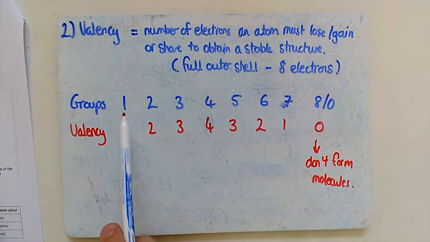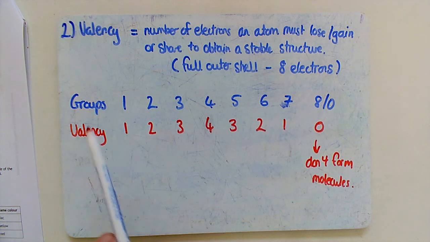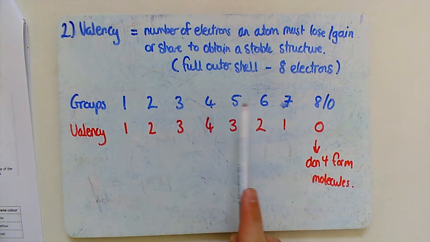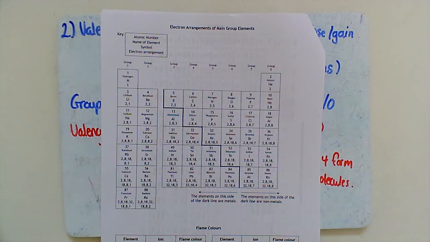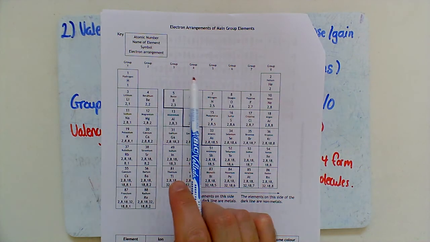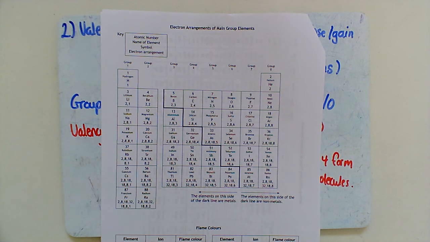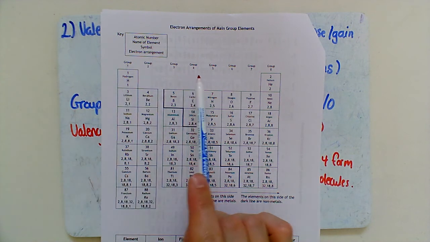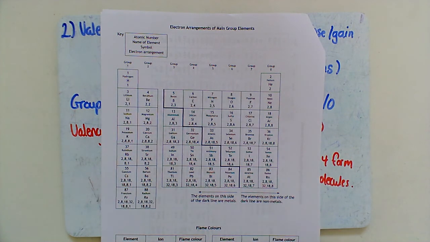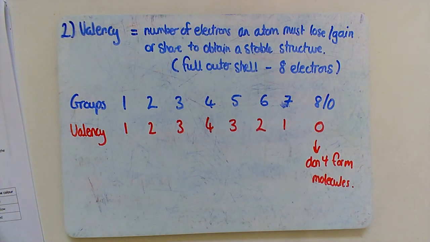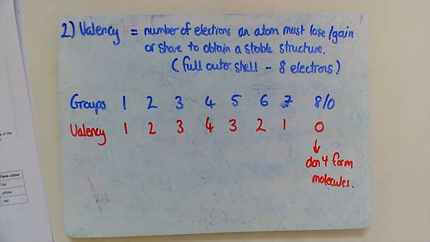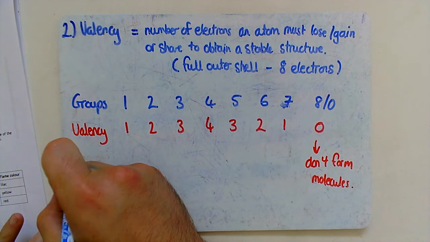So with valency, ignoring the transition metals, we consider groups 1, 2, 3, 4, 5, 6, 7, 8 as represented on page 6 of the data booklet. And the valency goes 1, 2, 3, 4, 3, 2, 1, 0. What we're going to do is show how we use valency to obtain the formula. But there is an important rule.